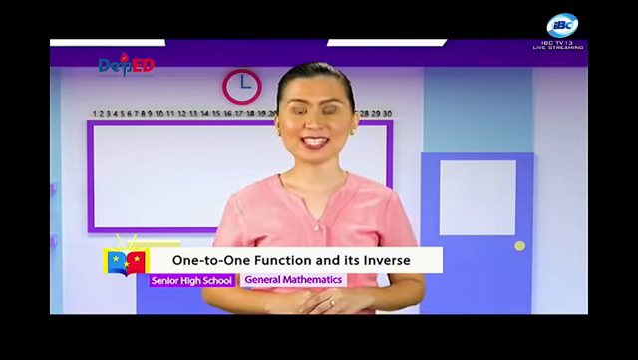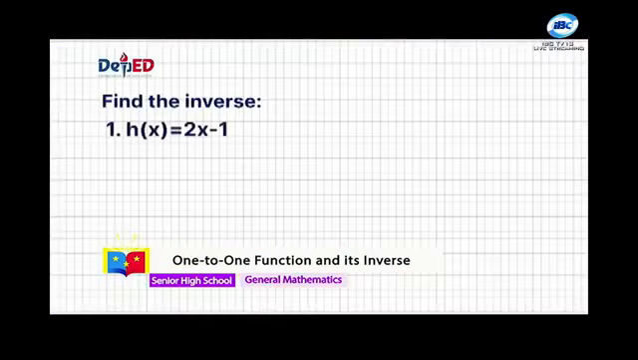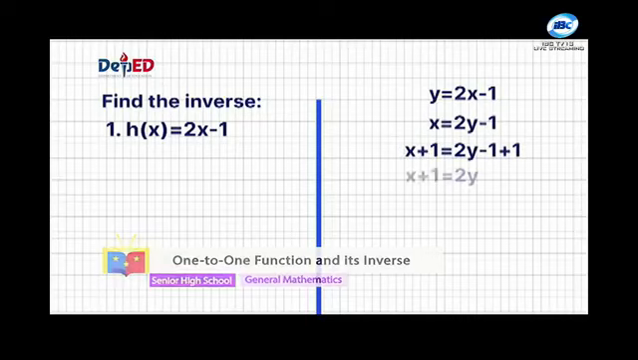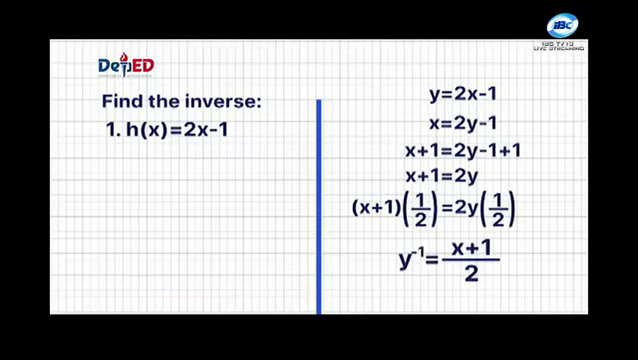You will be answering 7 items. For item 1, find the inverse of h of x. The inverse of h of x is (x + 1)/2.